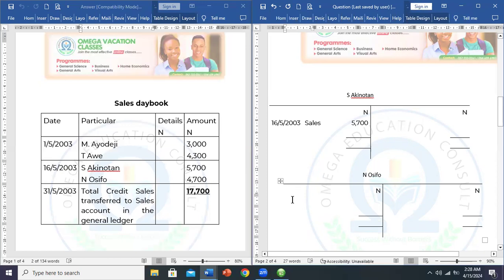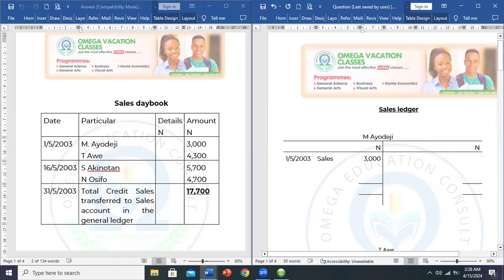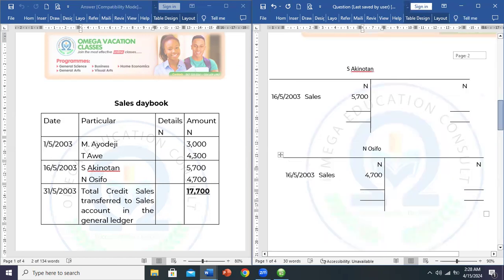It also occurred on the 16th of May 2003. Sales 4,700. So you would appreciate that we have posted for each debtor into the sales ledger. So all these accounts fall under the sales ledger because they are accounts of debtors.